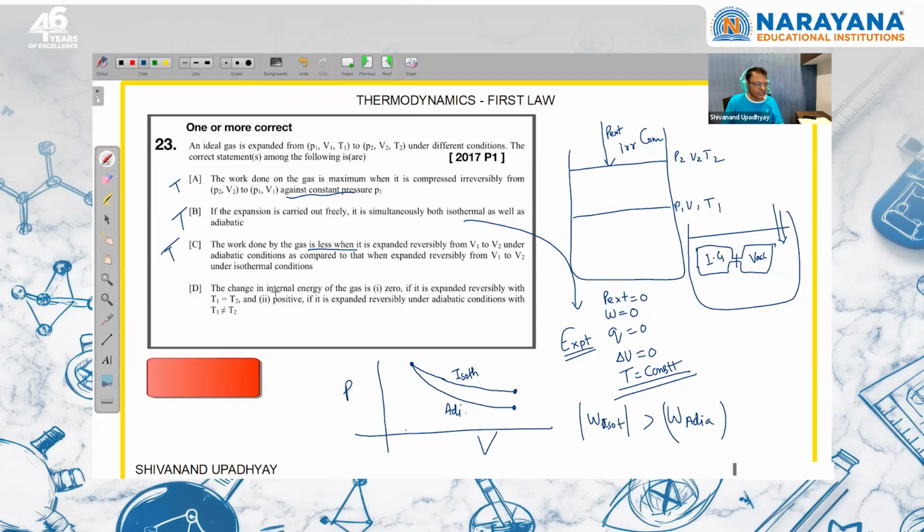The change in internal energy of gas is zero if it is expanded reversibly with T1 is equal to T2. Yes, internal energy का change is equal to nCv dT and dT is zero. So this is zero. ये portion तो सही है यहाँ तक. Second part, positive. The change in internal energy is positive if it is expanded reversibly under adiabatic condition. But T1 is not equal to T2.